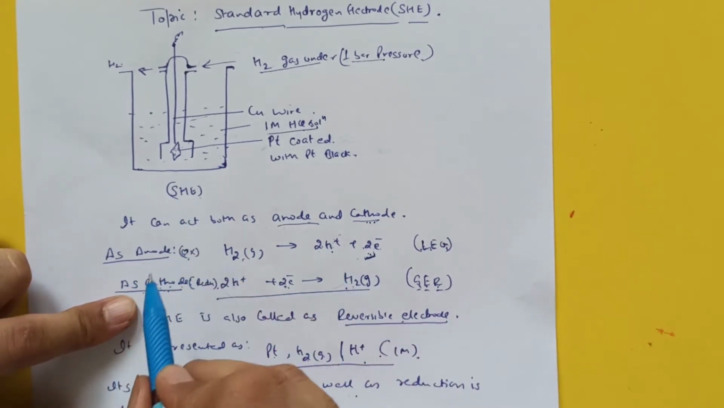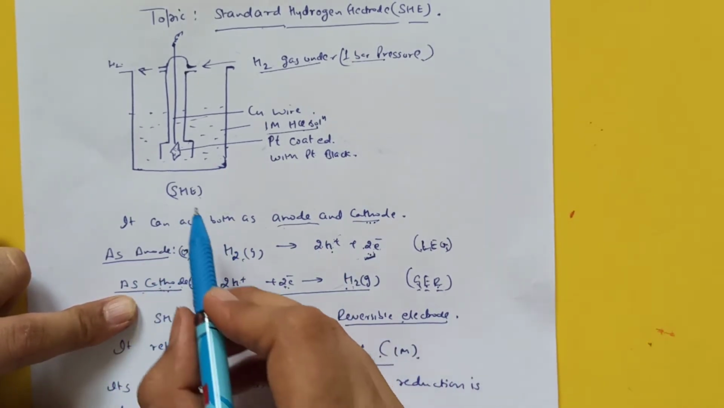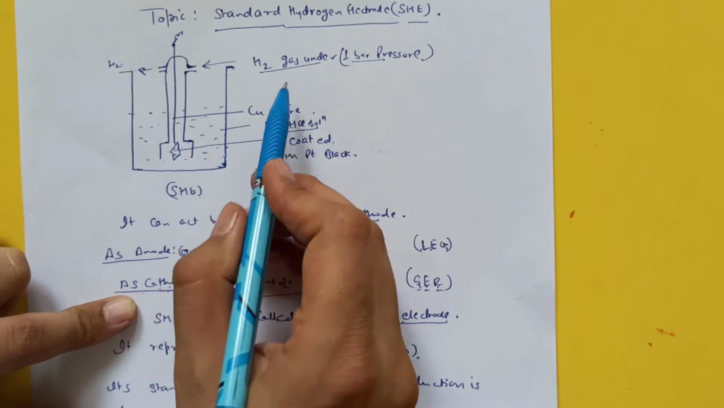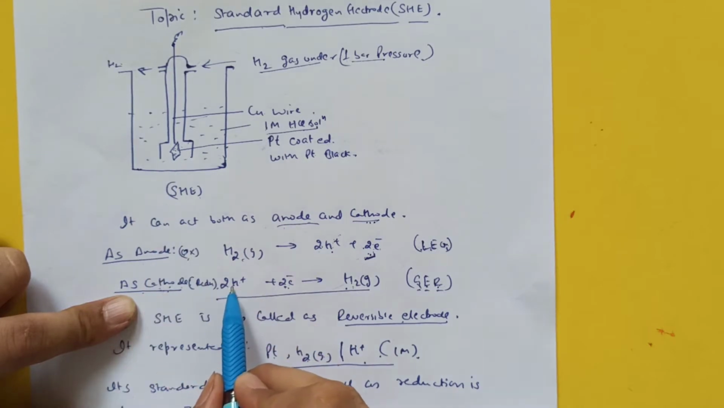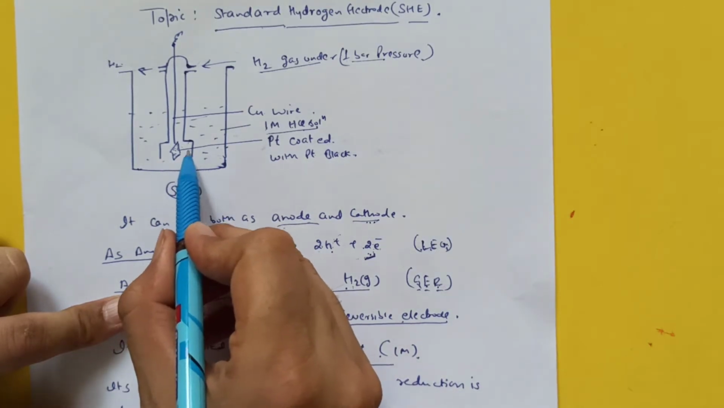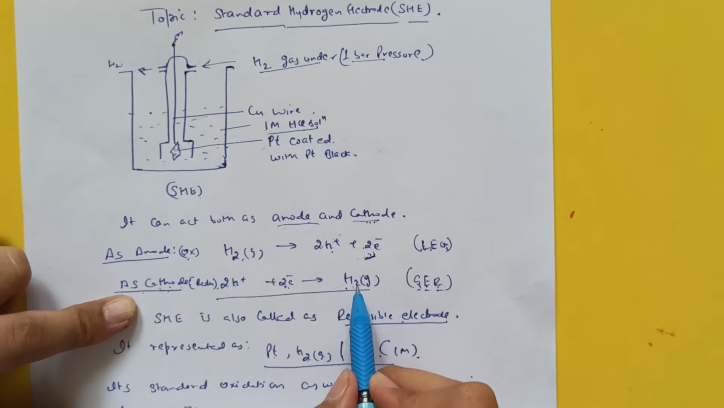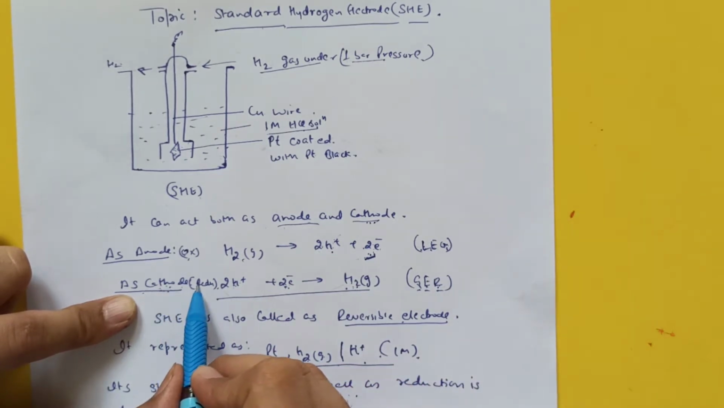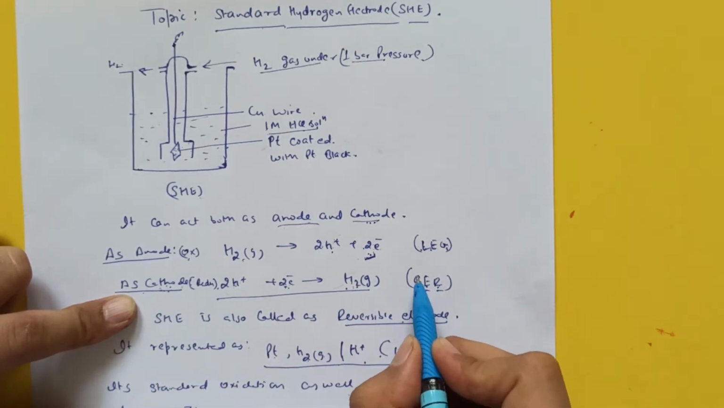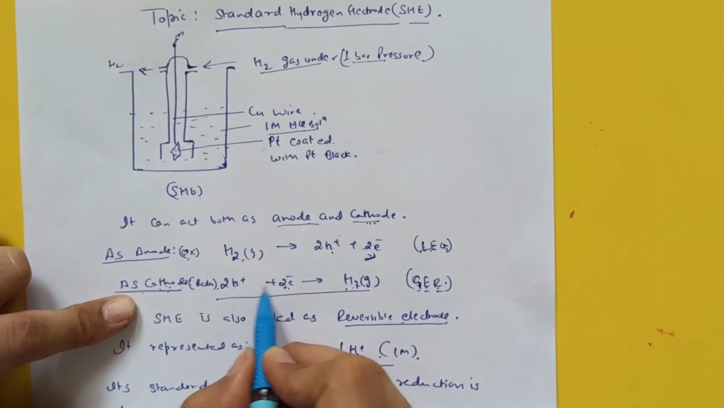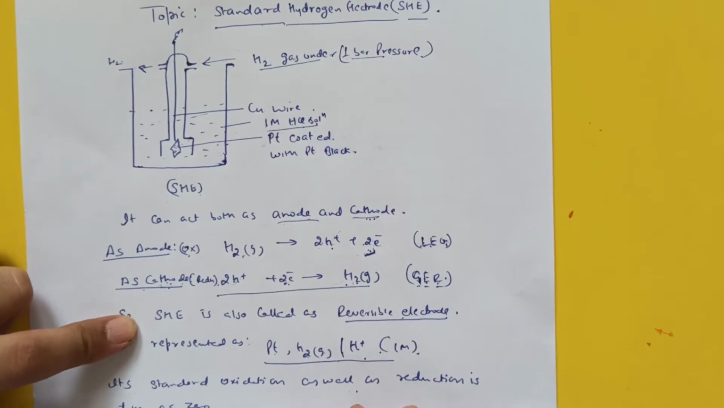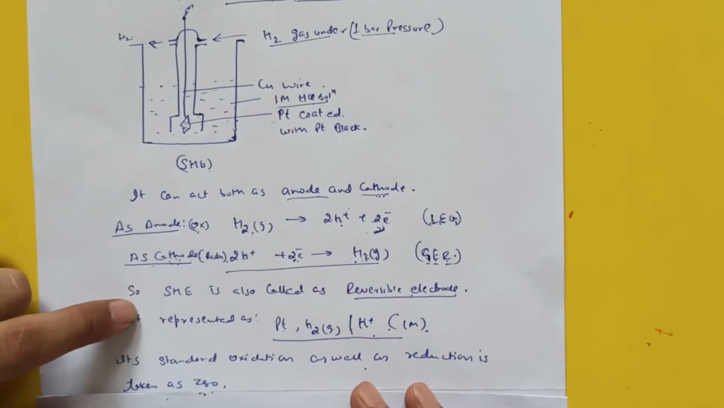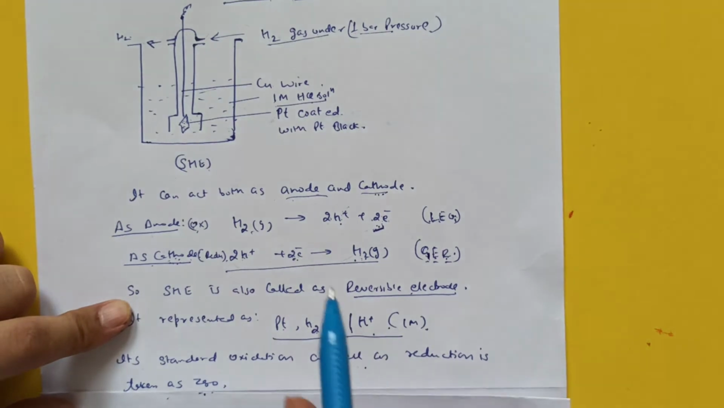And when it acts as cathode, then this hydrogen ion present in the aqueous medium, coming from dissociation or oxidation of hydrogen gas, captures the electron present in the aqueous solution and converts into hydrogen. You know at cathode reduction takes place, GER, gain of electron is reduction. So this is the reduction process, and it is called a reversible electrode, because the anodic reaction is exactly the reverse of the cathodic reaction.